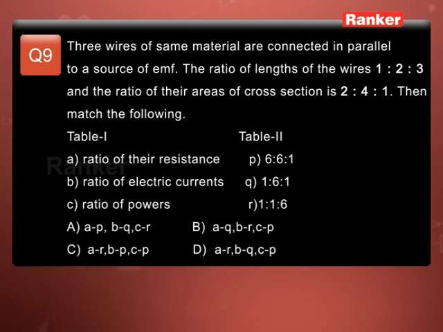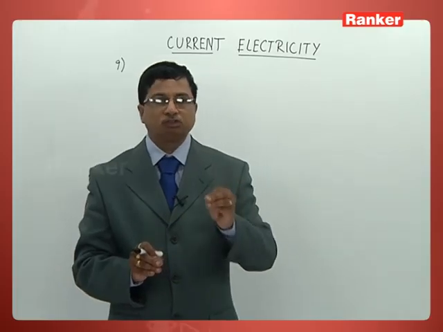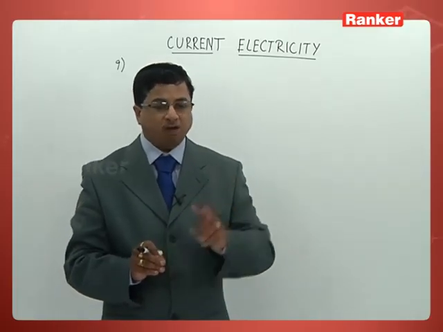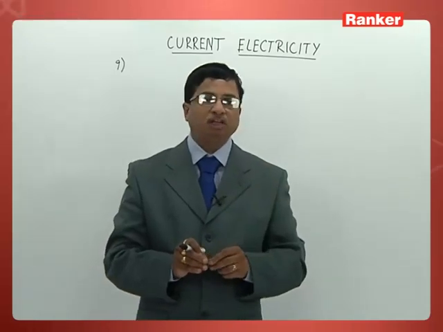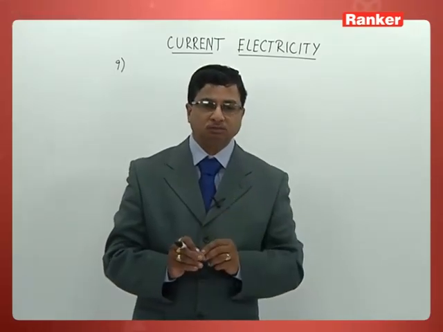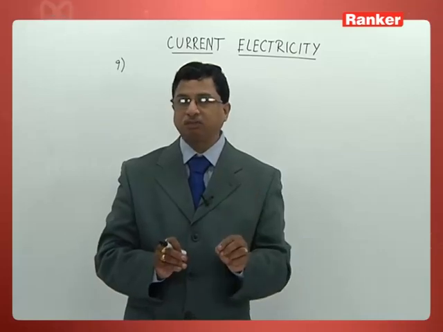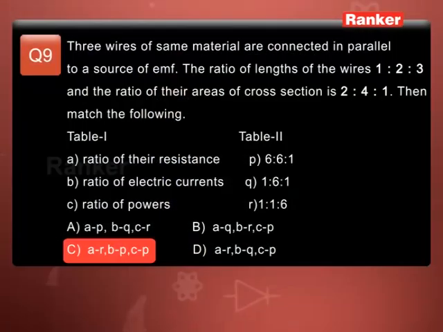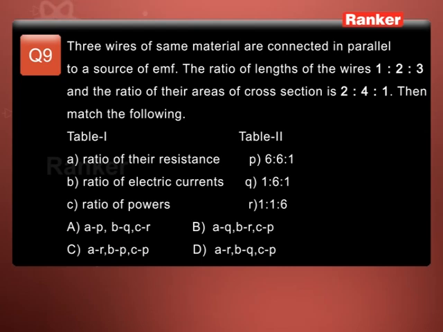Okay, if you look at the options, the correct option for the first bit, that is the ratio of resistances, you will be getting 1:1:6. And for the other two, you will be getting 6:6:1. So the correct answer for this one is the third option. For A it is R, for B it is P, and for C also it is P.